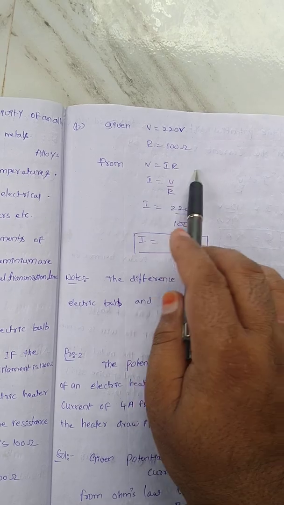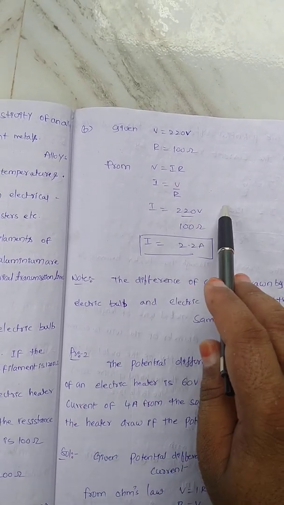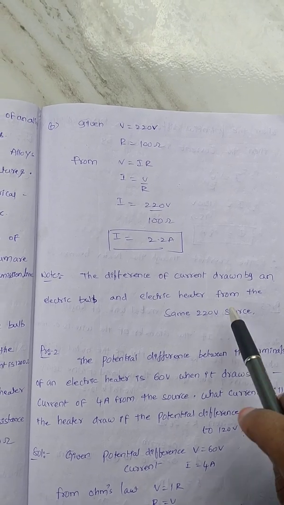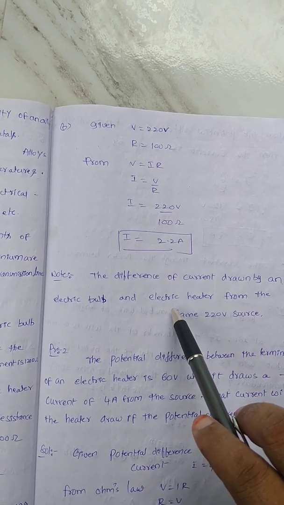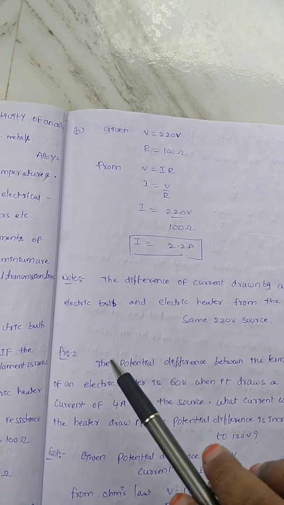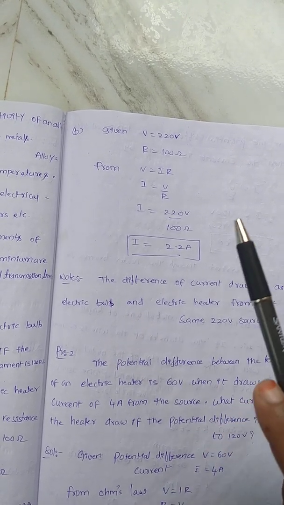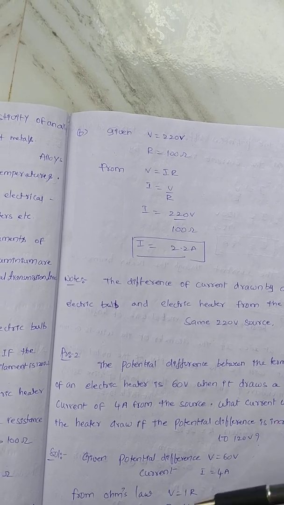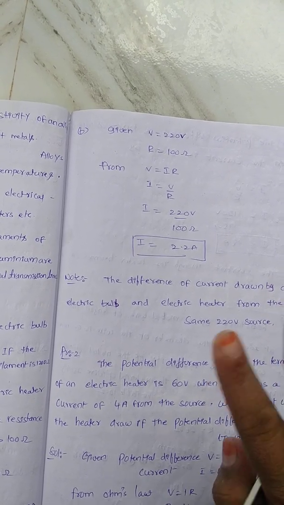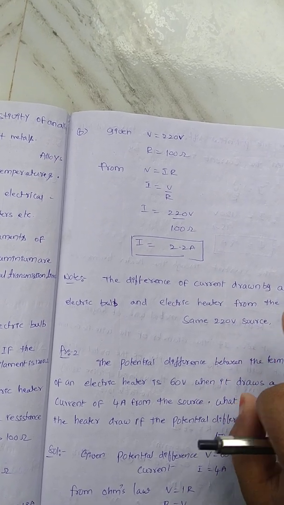And in the second problem also they gave 220 volt, R equals now 100 ohm. Again V equals IR, then I equals V by R, then I equals 220 by 100, then I equals 2.2 ampere. See, here the thing is the difference of current drawn by an electrical bulb and an electrical heater from the same 220 volt source. In the first problem I am using a source of 220 volt only. Second also I am using 220 volt only, but the resistance varies. So the current will be different.